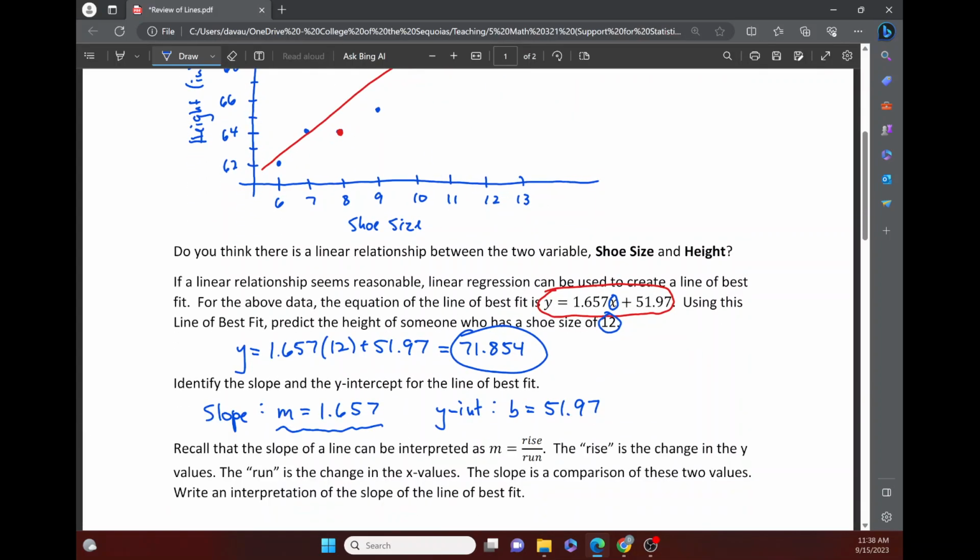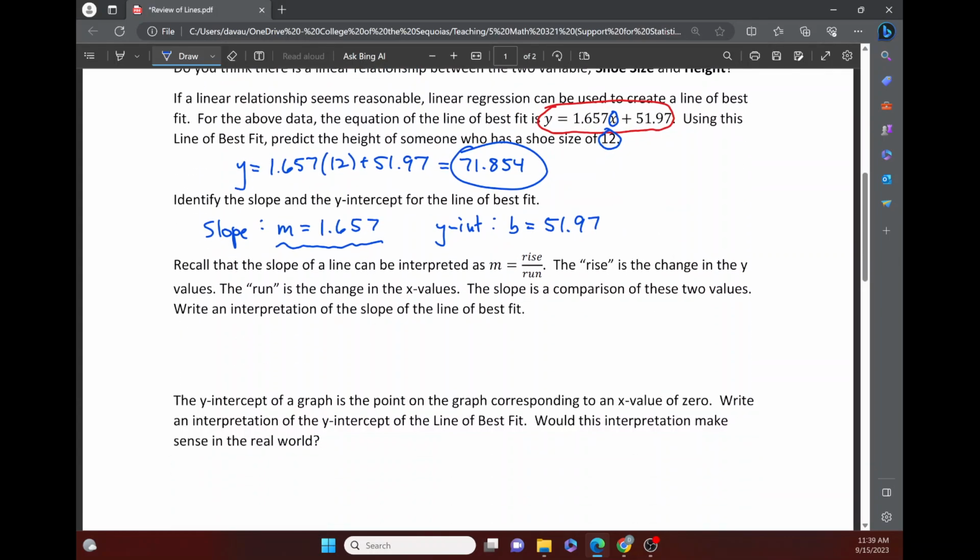So what this is saying is that for every increase in shoe size, we would expect to see an increase in height of about 1.6 or 1.7 inches. Okay, so if we increase in shoe size from a size 6 to a size 7, we would expect the height of the individual wearing that shoe size to increase by 1.7 inches approximately, right? That's what that slope means. So the interpretation would be something like that.